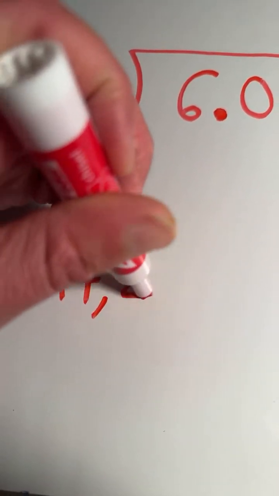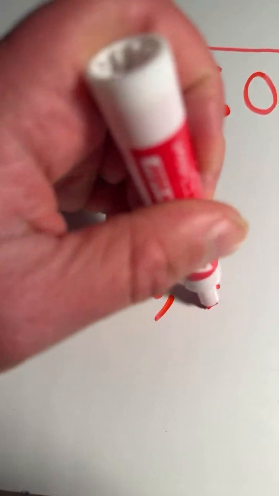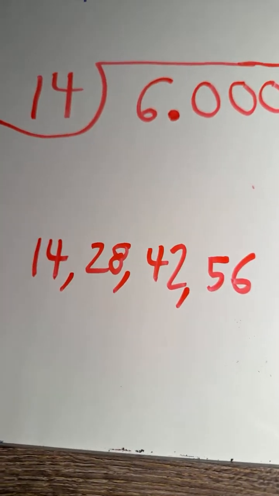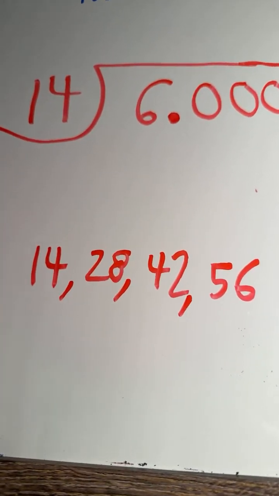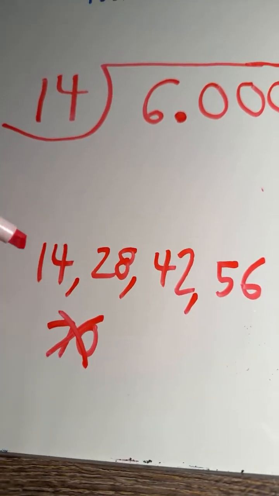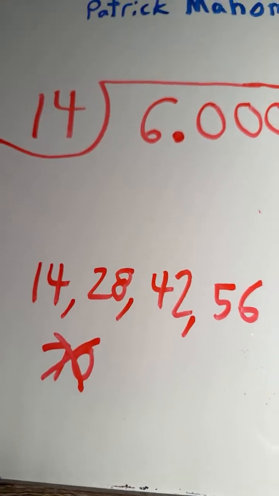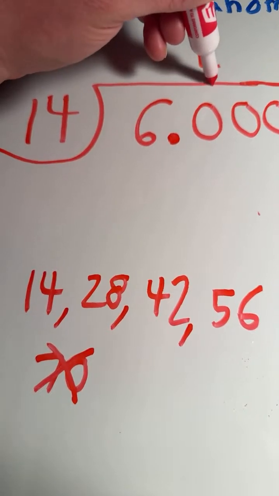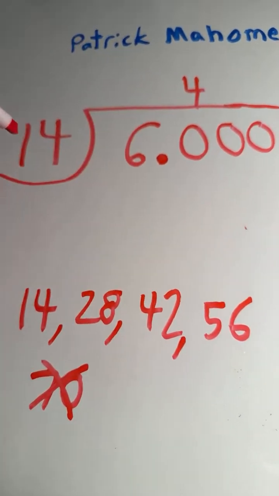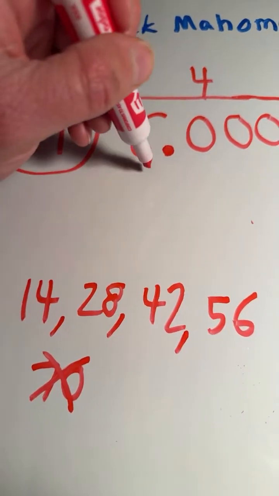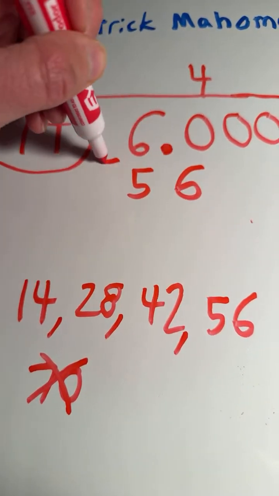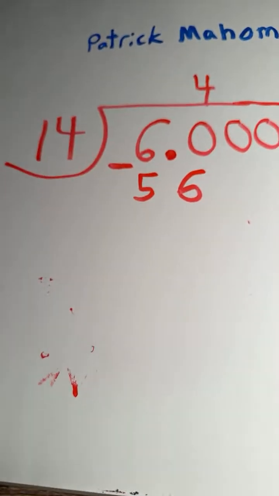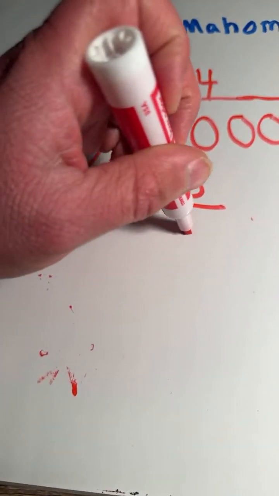14, we have one group. 28, two groups. 42, three groups. 56, four groups of 14. Now, if I count by 14 again, I'll be at 70, which is too far. But I was able to get 1, 2, 3, 4 full groups of 14 within 60. So 60 divided by 14 equals 4. 56 is as close as we could get to 60 without going over it. So 56 is what we have to subtract to find our remainder. So 60 minus 56 equals 4.